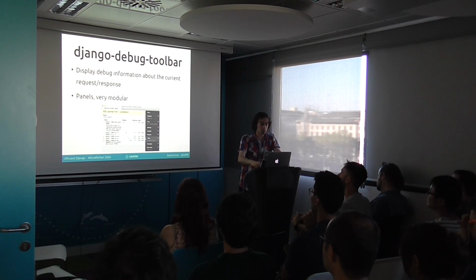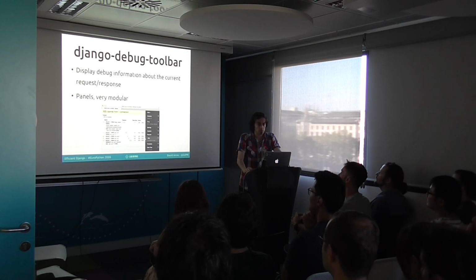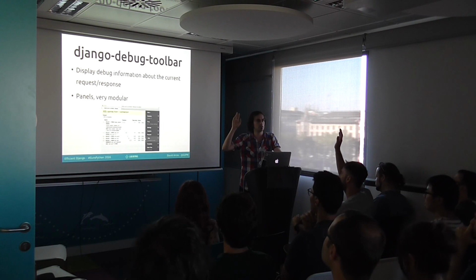Django-debug-toolbar. Now this is specific to Django, the other ones were generic for Python code. This is specific. How many of you have used the Django-debug-toolbar? Raise your hands. Okay.